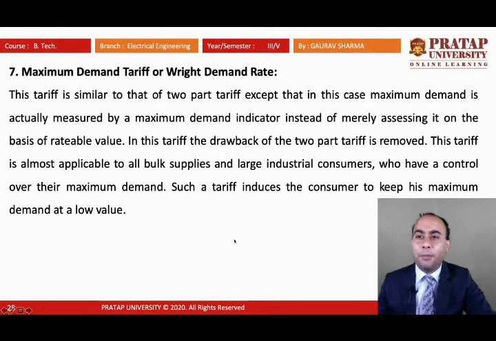Next is maximum demand tariff or Wright demand rate. This tariff is similar to the two-part tariff, except that in this case, the maximum demand is actually measured by a maximum demand indicator instead of merely assessing it on the basis of rateable value.